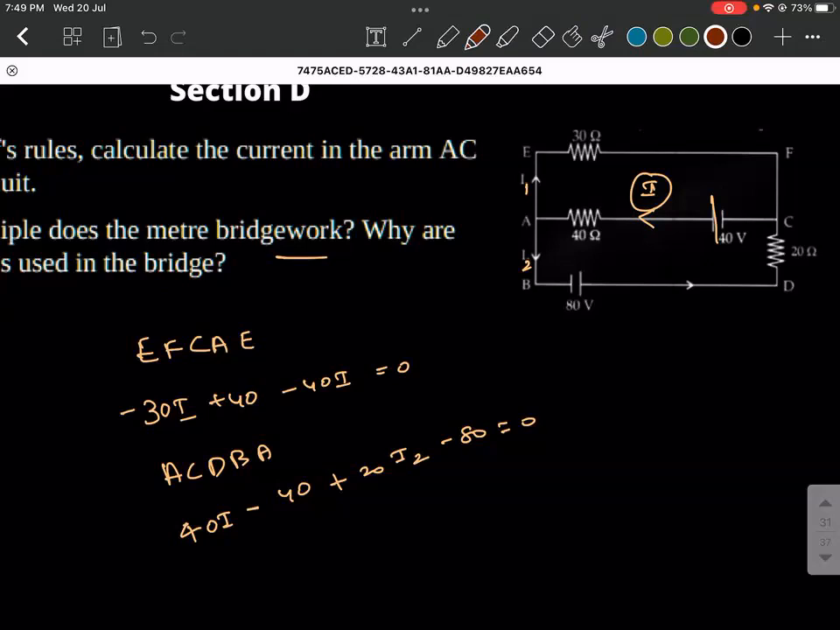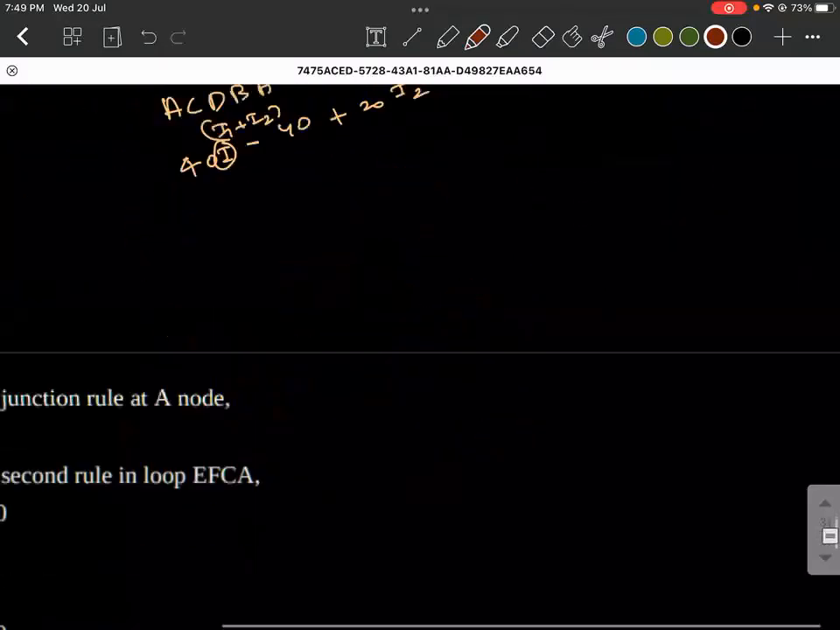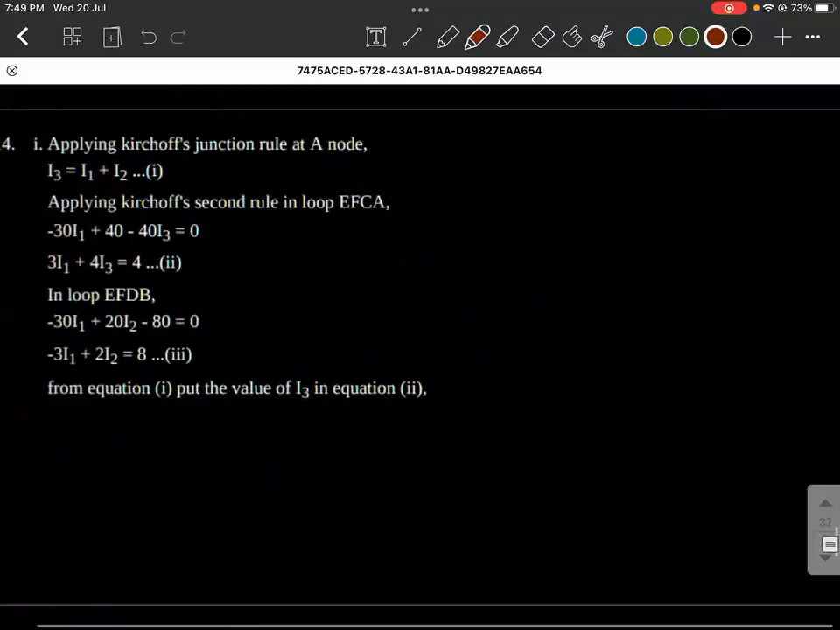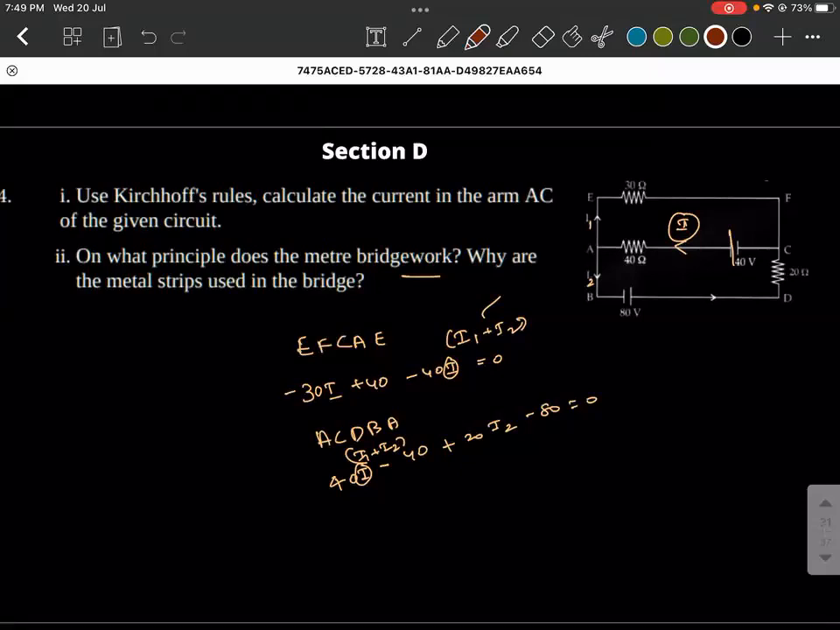In the other equation, you have to write it as I1 plus I2. You would write it as I1 plus I2. So you'll have 2 linear equations in 2 variables. I hope that part you can do now. So I1 and I2 is what you will get. I1 plus I2 is the current that is flowing across AC.